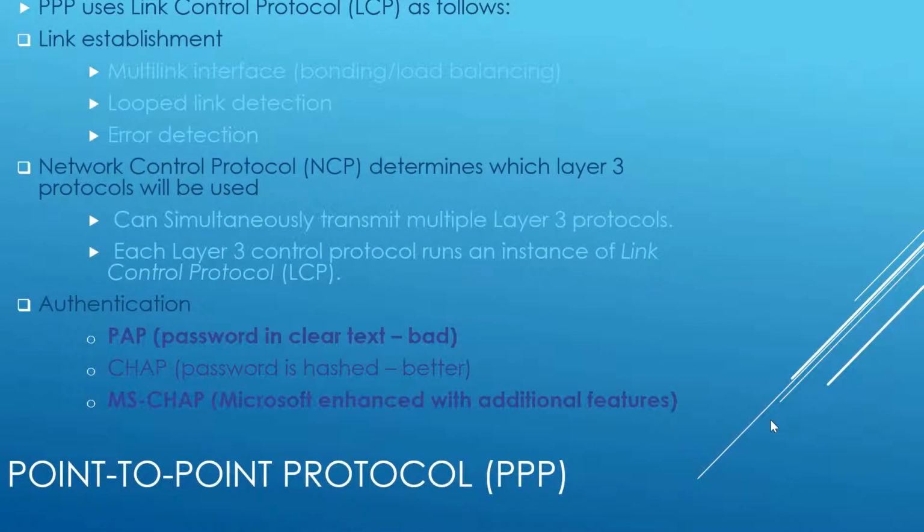And then here's some of the other things. With the point-to-point protocol, you can see that we have the LCP, whose job is to do link establishment. Then you have the NCP, which is layer 3. And the two main things here, you can see for authentication, we have PAP, MS-CHAP, and CHAP. You could see something asking you about authentication mechanisms.